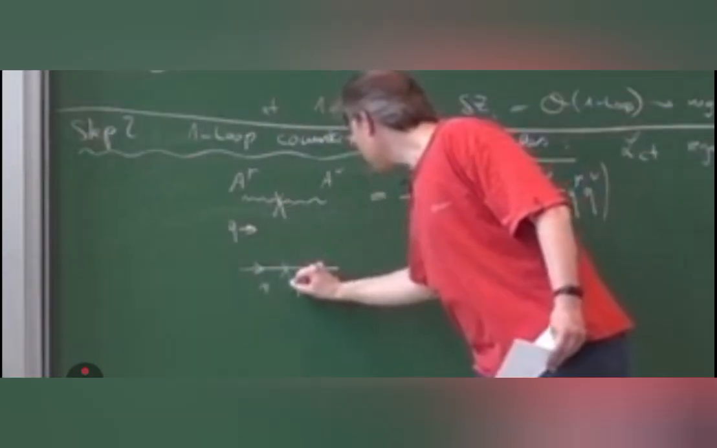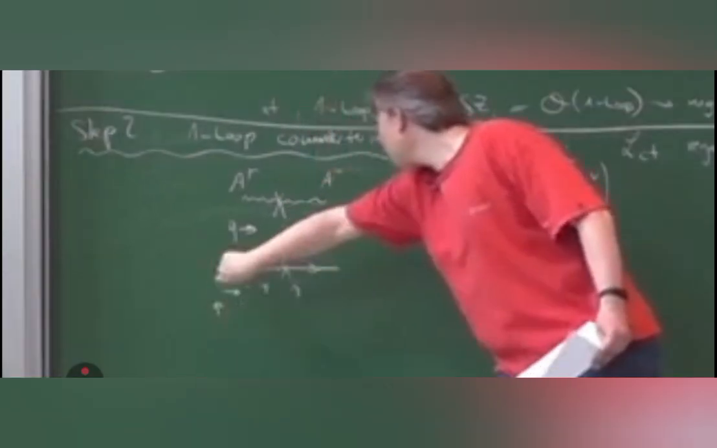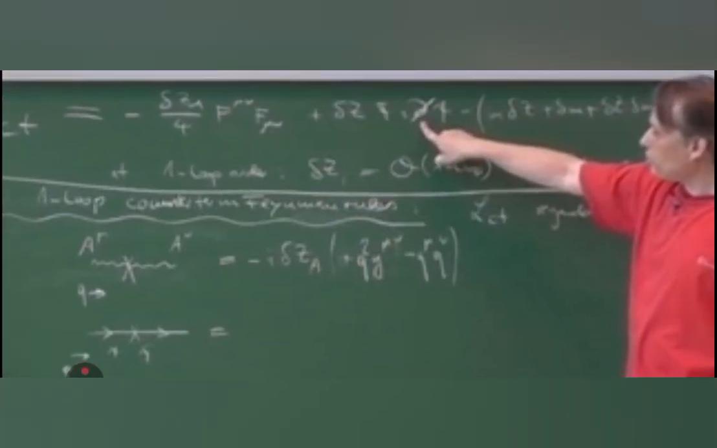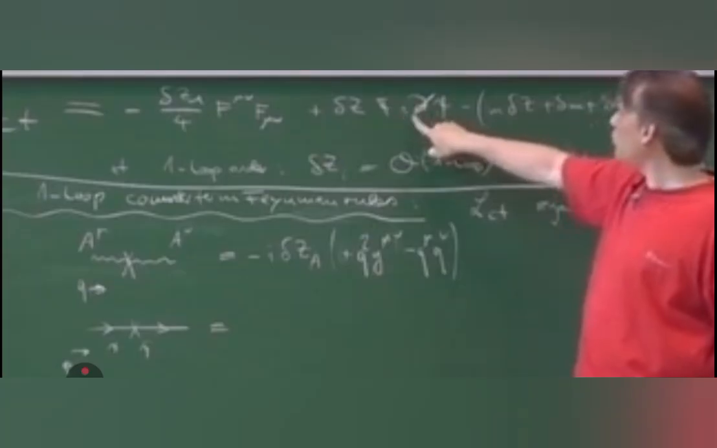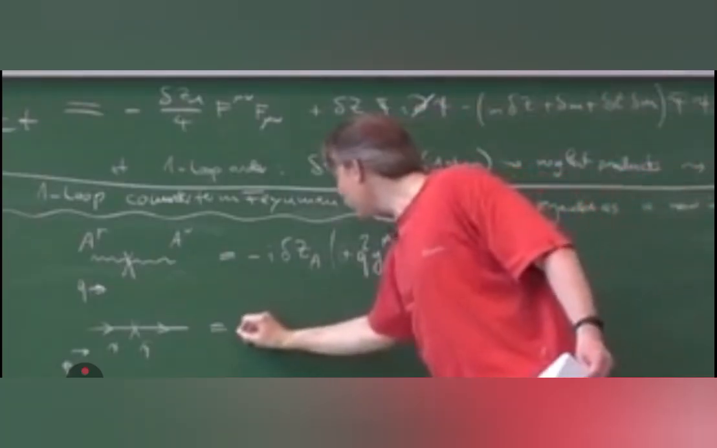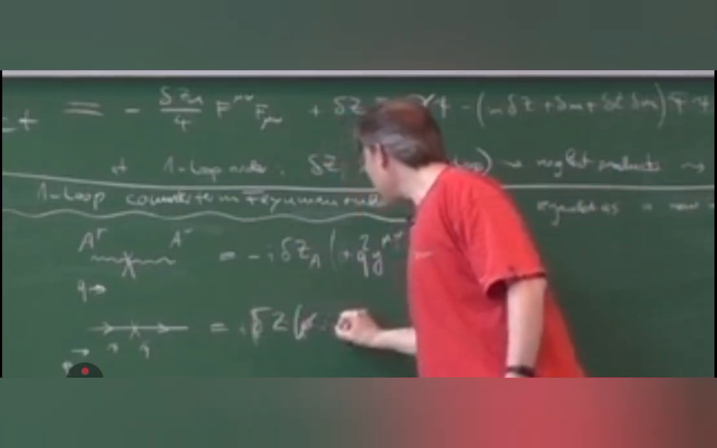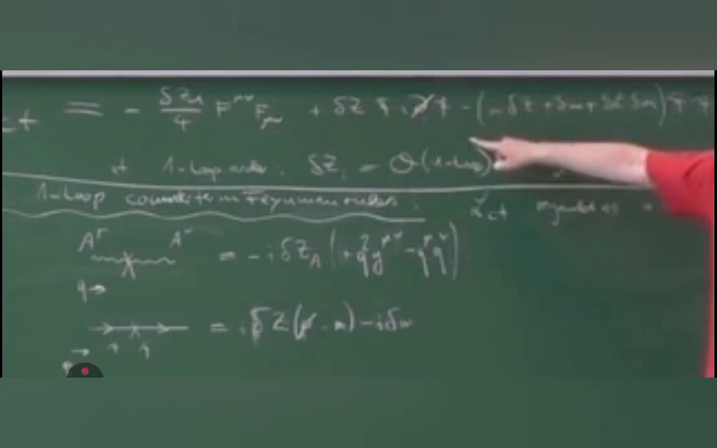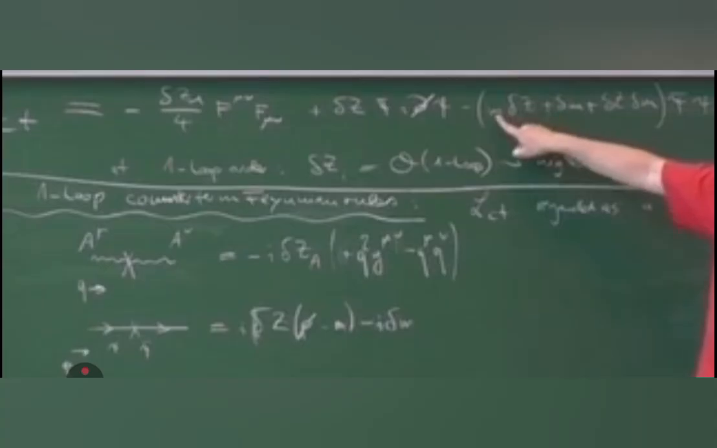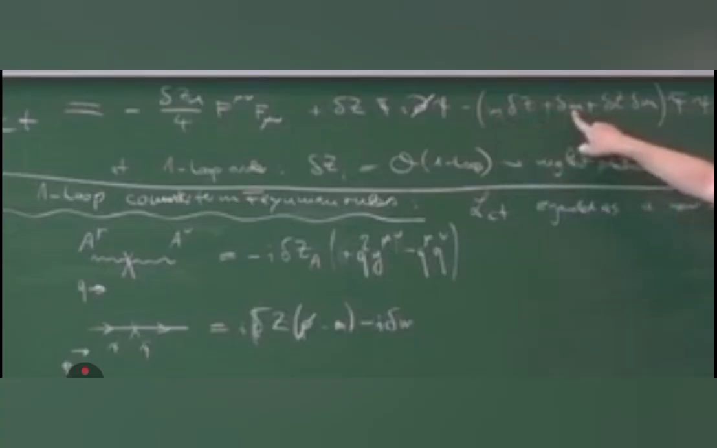So this here is psi bar, and let's say a momentum p flows in the direction of the arrow. Then again i d-slash becomes the incoming momentum, so that becomes p-slash, and then we have in total i times delta z times p-slash minus m minus i delta m. So delta z times p-slash comes from here, delta z times minus m comes from here, and minus delta m comes from there. So there are two renormalization constants entering this counter-term Feynman rule.